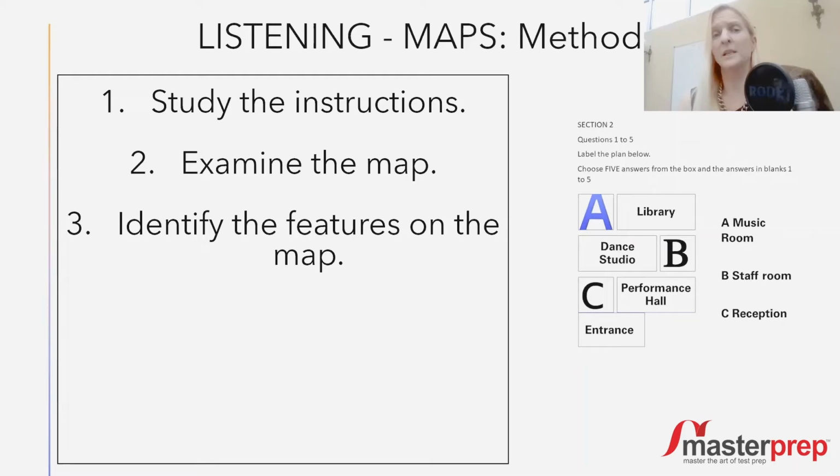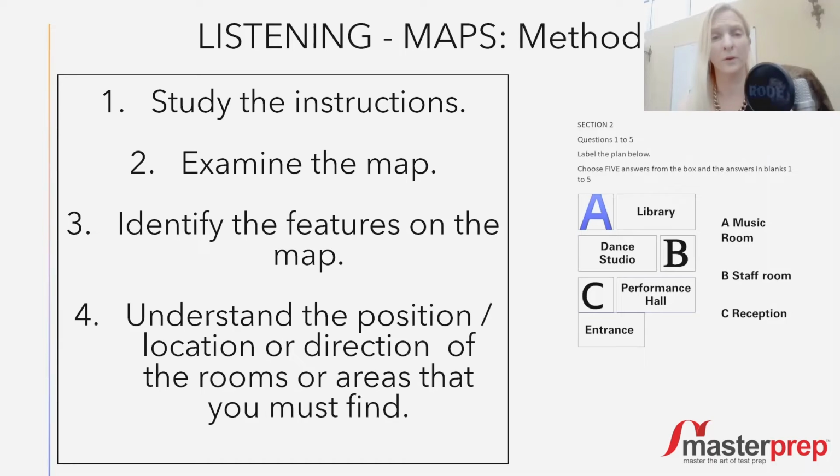Number 3, identify the features on the map. So we see a library, dance studio, performance hall. So obviously A, B, and C are also probably similar types of rooms that are missing from this school. So now we know what we are looking for.